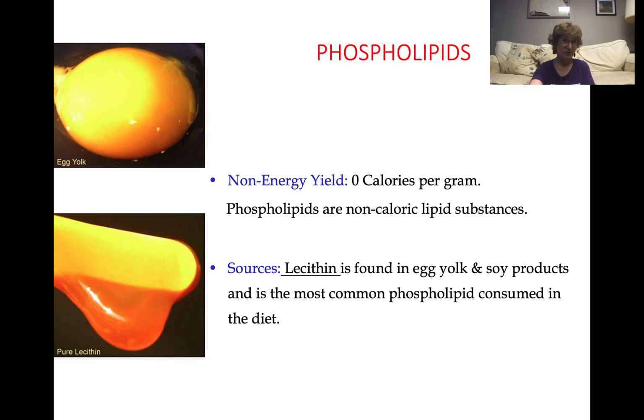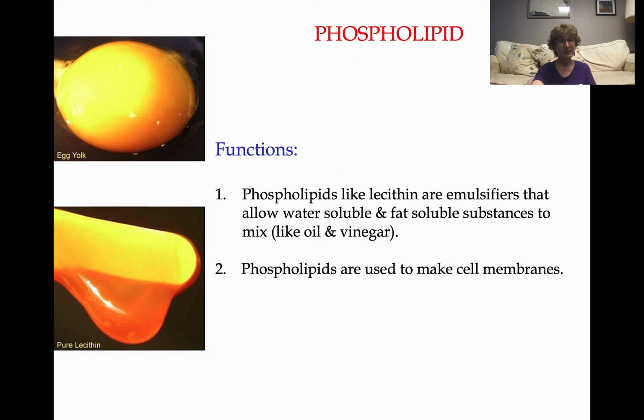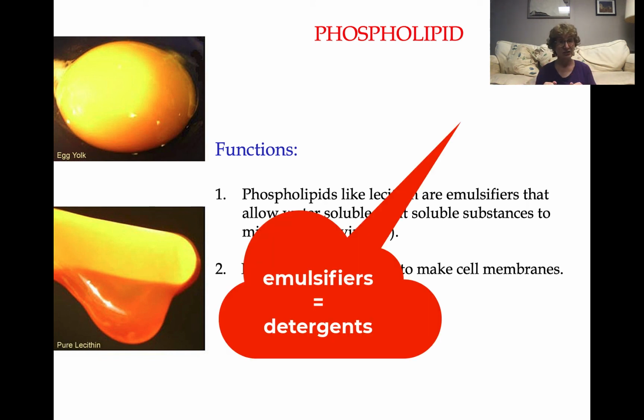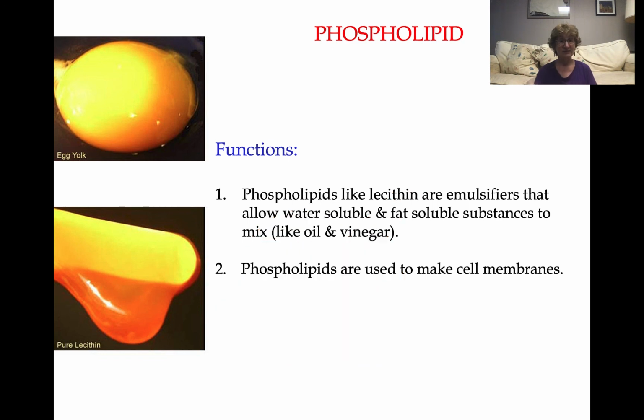Phospholipids, the second member of our fat family, do not provide any calories. Lecithin is the most commonly known phospholipid. It's found in egg yolks and soy products. Phospholipids function as emulsifiers. They help combine water-soluble and fat-soluble substances. When we get together, I'll talk about how emulsifiers are like detergents, allowing those water-soluble and fat-soluble substances to mix. They're also part of our cell membrane.